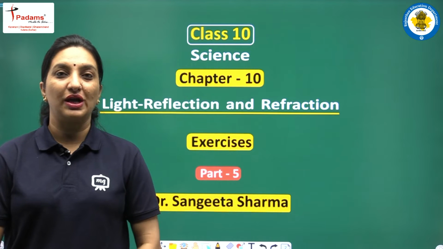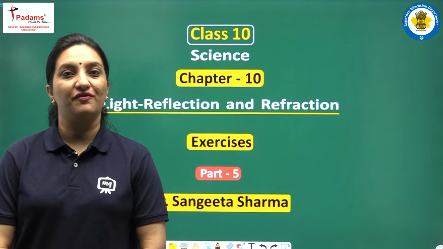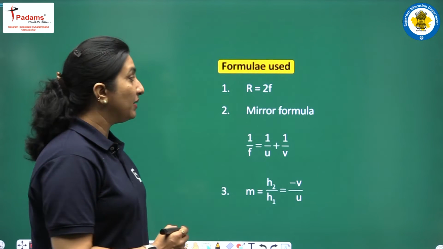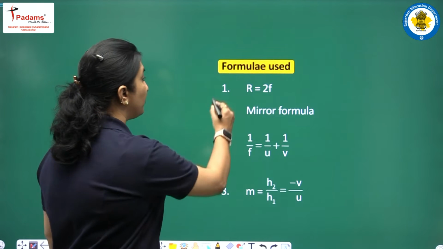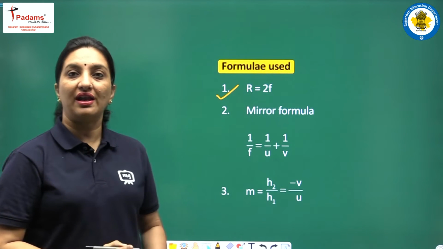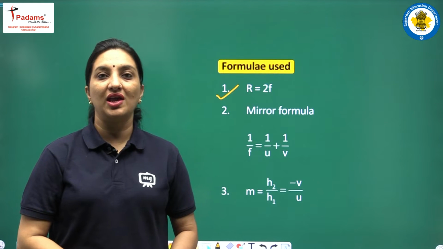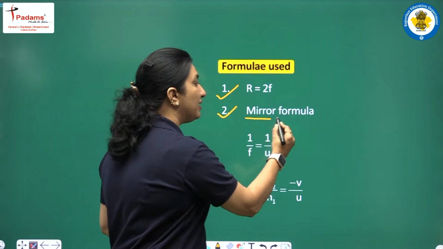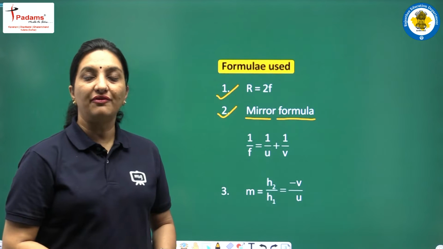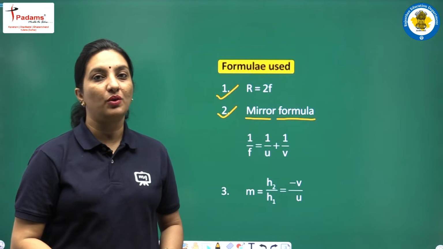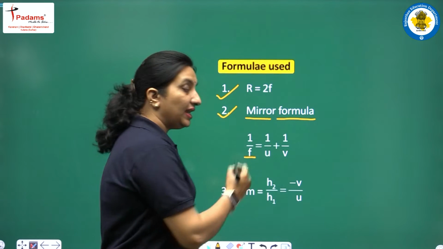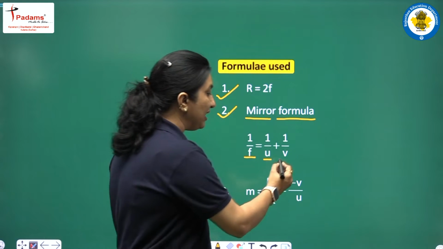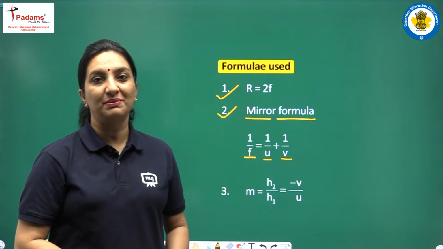Here students, we must recall the formulae used related to reflection of light. And we have 3 formulae related to this topic. So the first formula used is R is equal to 2f, where R is radius of curvature and f is the focal length of the mirror. Then the second formula used is the mirror formula, which is 1 upon f is equal to 1 upon u plus 1 upon v, where f is the focal length of the mirror, u is the distance of the object from the mirror, and v is the distance of the image from the mirror.